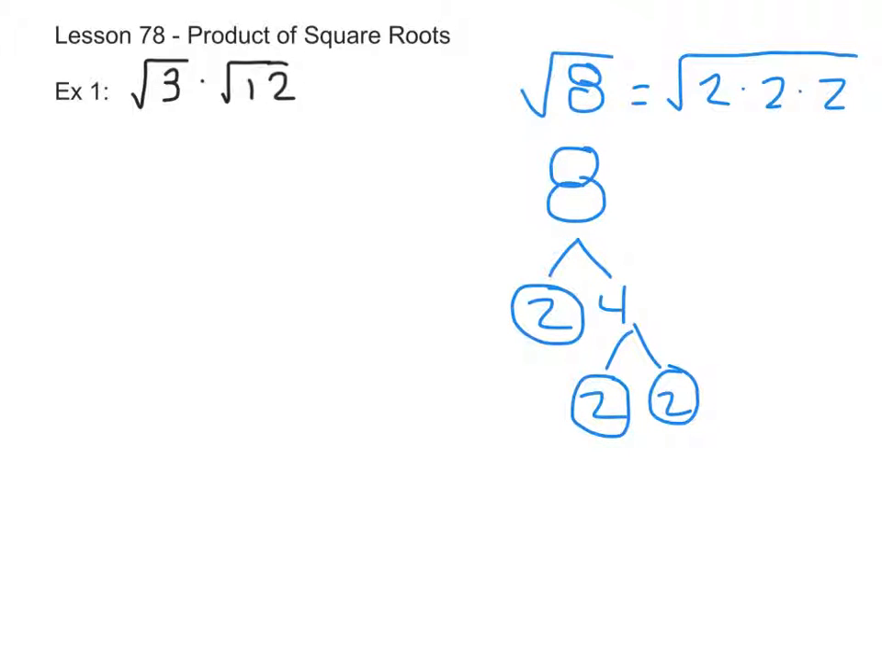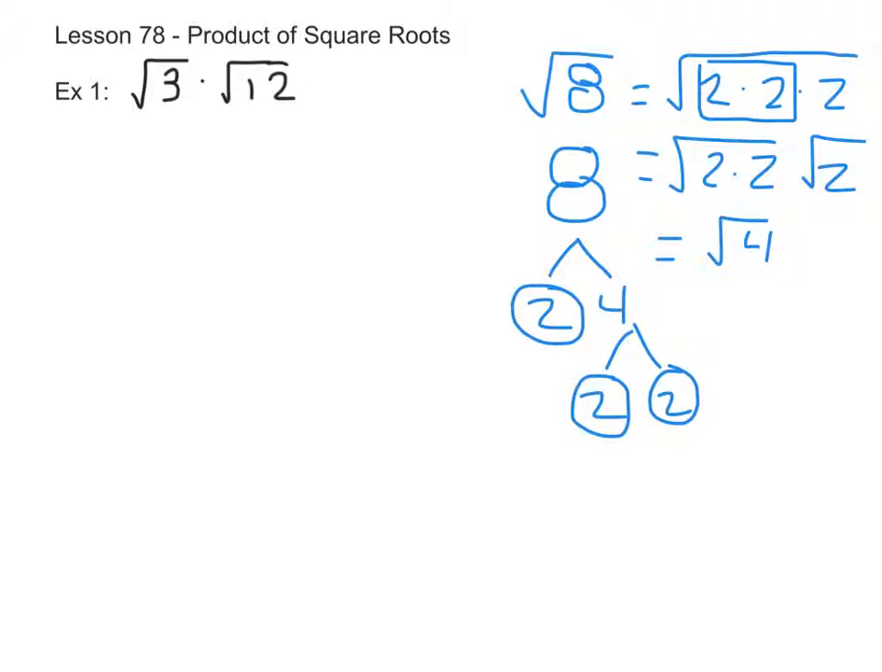And now let's recall again that after we did this, we looked for our pairs. And it is from those pairs we create our perfect square roots. We said that the square root of 2 times 2 is the same thing as the square root of 4 times the square root of 2. And lastly, the square root of 4 we know is 2. And we could simplify that the square root of 8 was equal to 2 square roots of 2. This is all review. Again, we talked about this the other day.